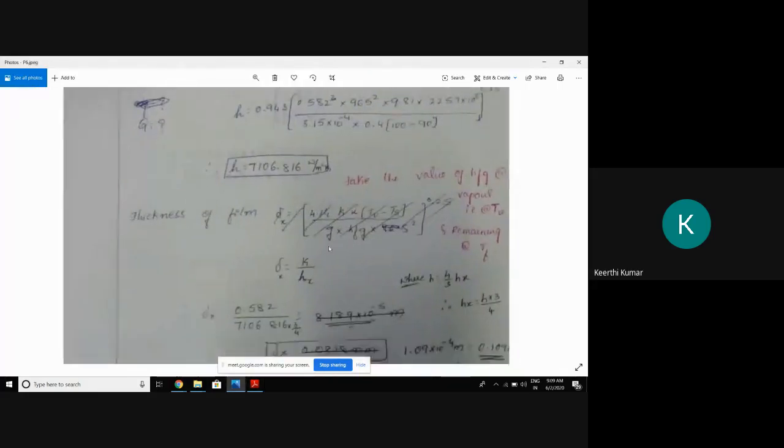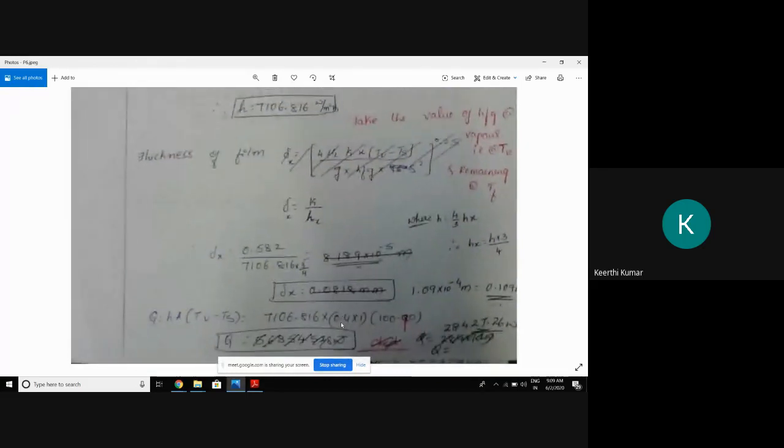What is the area we are supposed to take? Area for the vertical plate is length into breadth. Length is given as 40 centimeter. Breadth is not given. We will take it as 1 meter. See, that's what I have written here. H I have taken as it is. Area is length into breadth. Length is 0.4, he has given. Breadth he has not given, we have taken 1. So multiplying these two, I'll get the value of area.